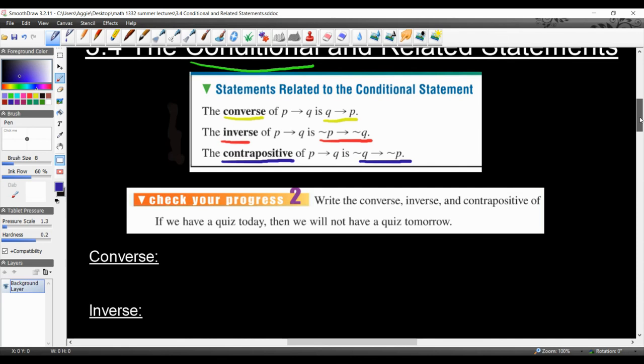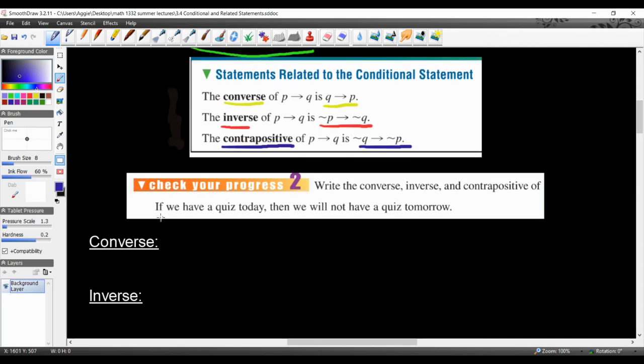I'm going to scroll down a little bit. We have this example. It says, if we have a quiz today, then we will not have a quiz tomorrow. I'm going to start by underlining what's P and what's Q. This is our P, our antecedent, I still can't say that word. And we will not have a quiz tomorrow would be the Q. We're going to start with the converse. The converse, which I did in yellow, is swapping them. So Q implies P. What I would do is swap these two.